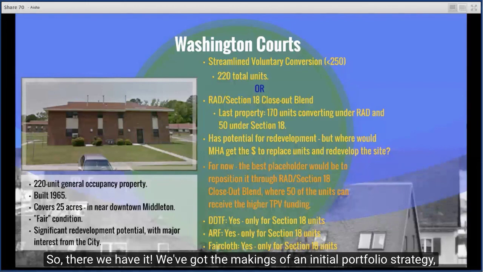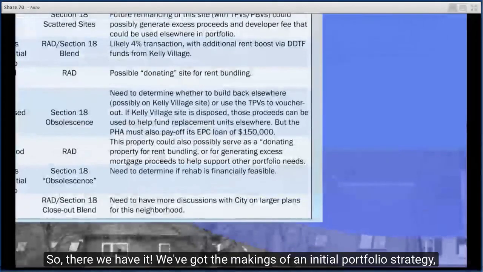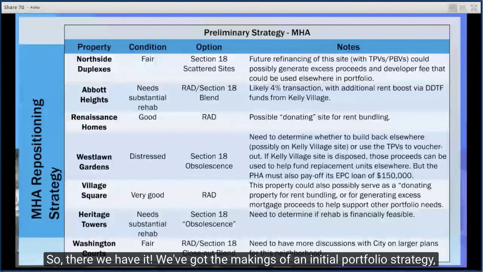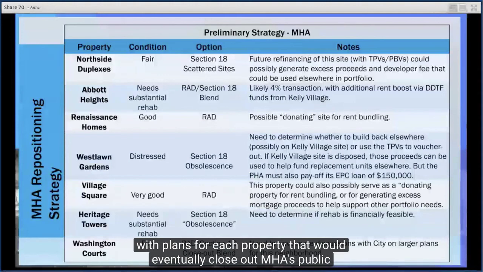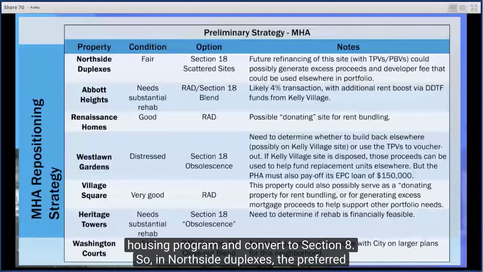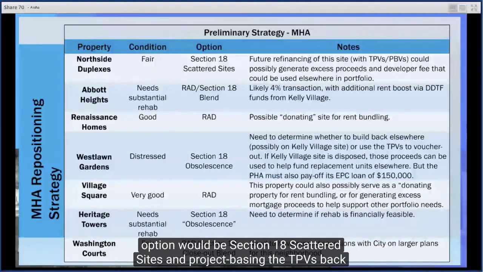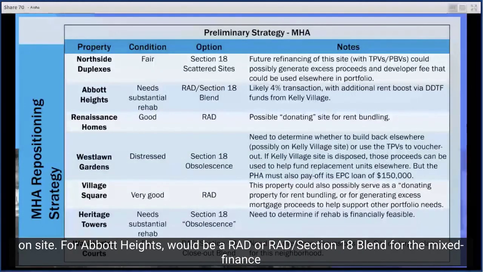So there we have it. We've got the makings of an initial portfolio strategy with plans for each property that would eventually close out MHA's public housing program and convert to Section 8. So in Northside duplexes, the preferred option would be Section 18 scattered sites and project basing the TPVs back on site. For Abbott Heights would be a RAD or RAD Section 18 blend.